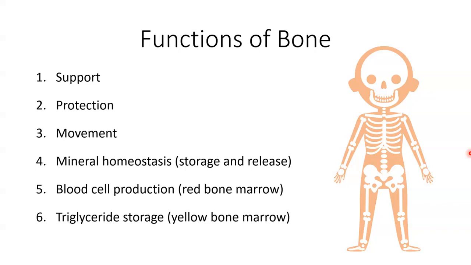And lastly, we also have yellow bone marrow, which is found within the medullary cavity of long bone. So that's the inner middle section of a long bone. And yellow bone marrow is made up largely of stored triglycerides, so of stored fat. And so we can actually use this as a bit of an energy reserve.